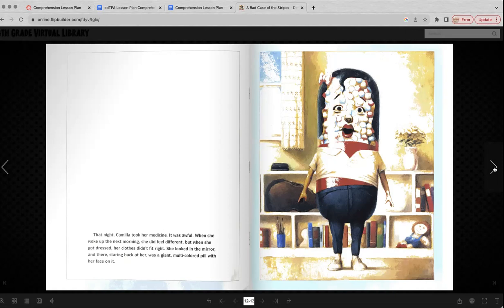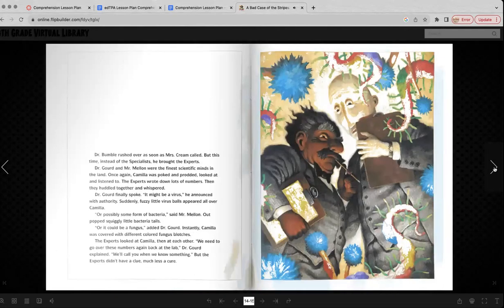What happened previously in the story makes you think that? Okay, let's see. Dr. Bumble rushed over as soon as Miss Cream called, but this time instead of the specialists, he brought the experts. Does anyone know the difference between a specialist and an expert? Maybe the expert is even more important. Dr. Gord and Mr. Mellon were the finest scientific minds in the land.